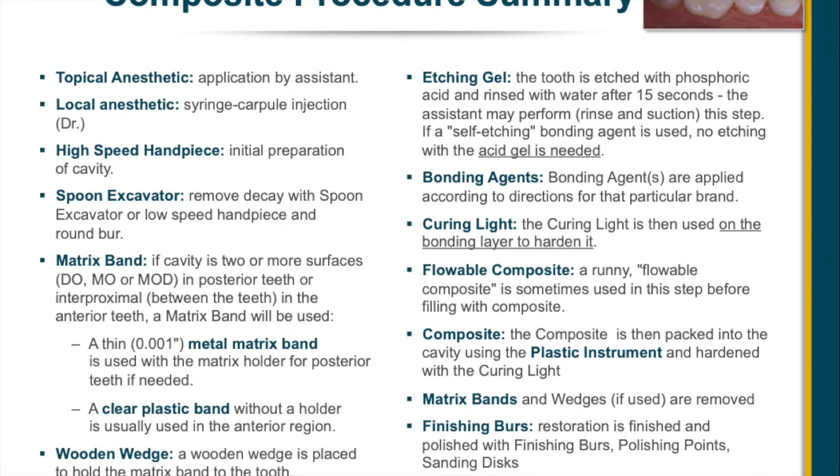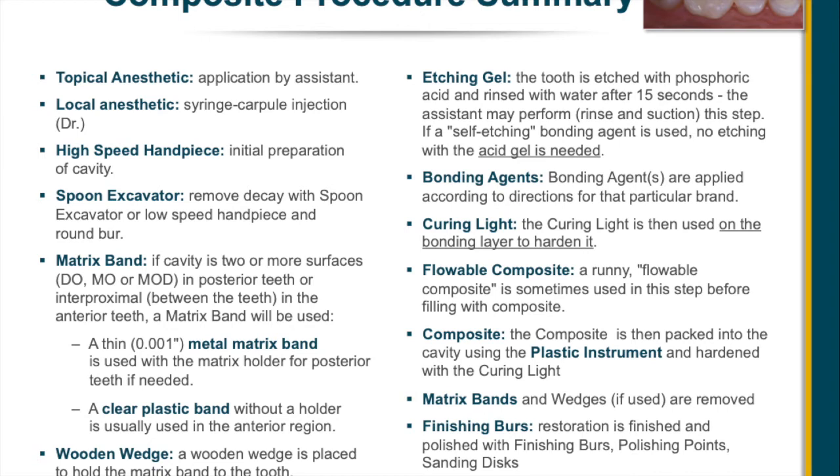So this is a summary of all of the steps that need to be gone through for a composite filling procedure. Start with topical anesthetic, completed with local anesthetic, either from the doctor or the hygienist, depending on which state you live in. Then the high-speed handpiece will initially prepare the cavity. Perhaps some dentists will use a spoon excavator or a low-speed handpiece to remove the cavity.